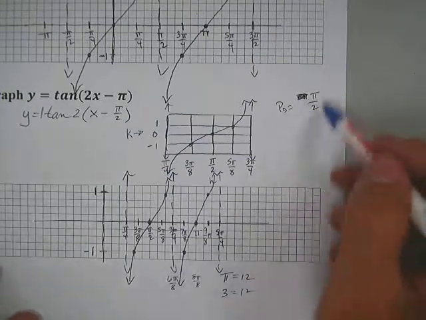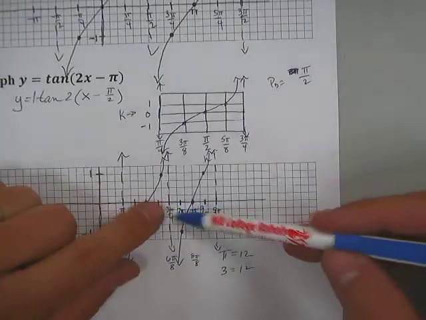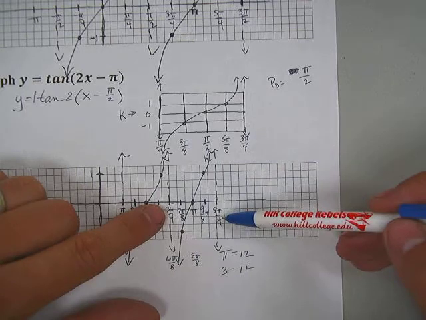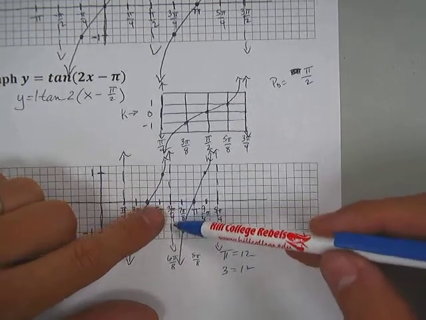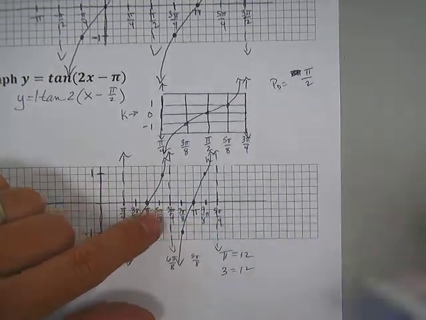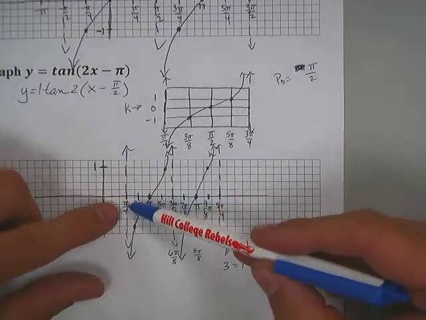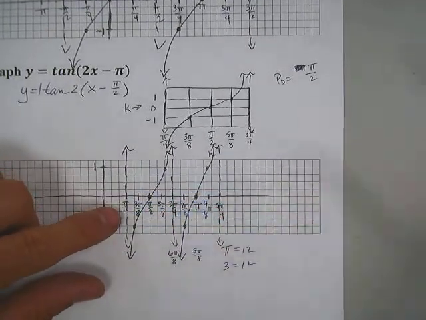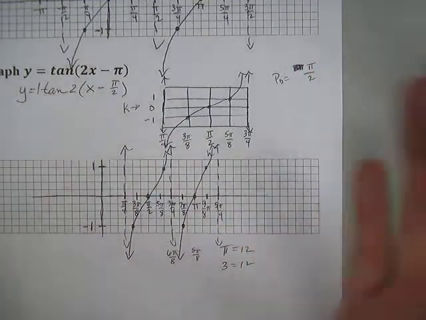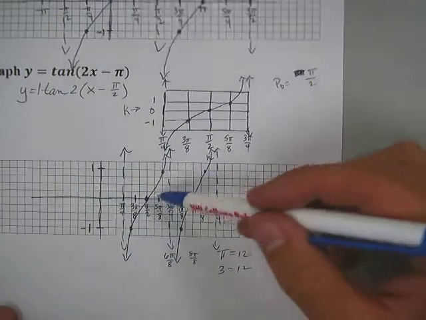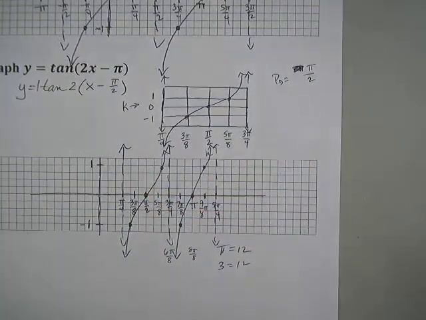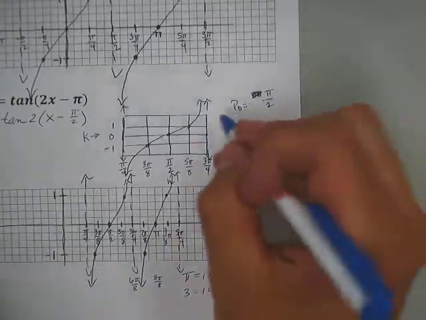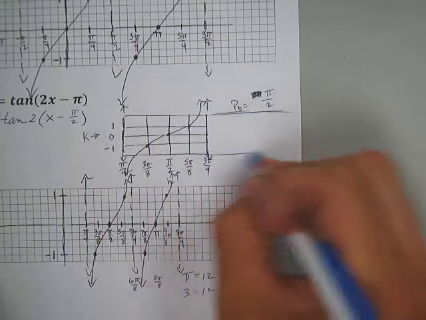Okay, so let's see if this all makes sense. We said up here that our period was pi over 2. So is 3/4 plus a half equal to 5/4? Sure it is, because 3/4 plus 2/4 is equal to 5/4. Is 1/4 plus a half equal to 3/4? Yes, it is. So my spacing is correct. It looks like I got everything else lined up, and there you go.